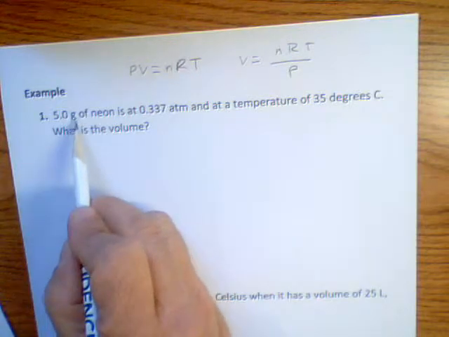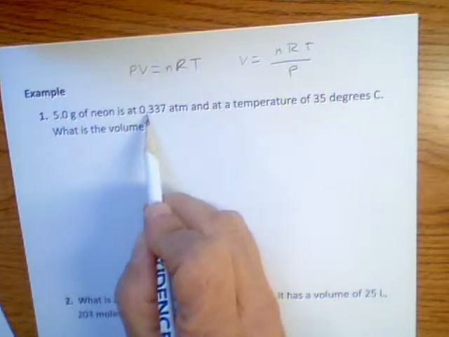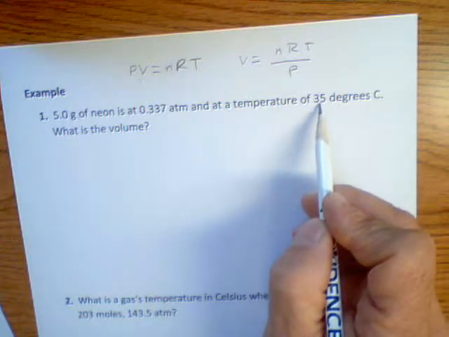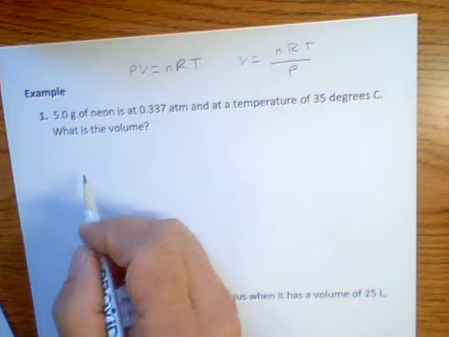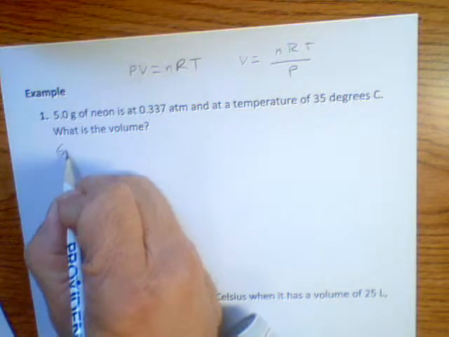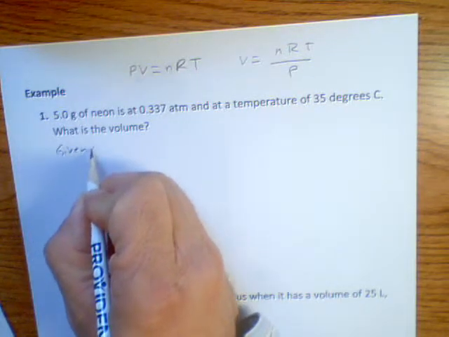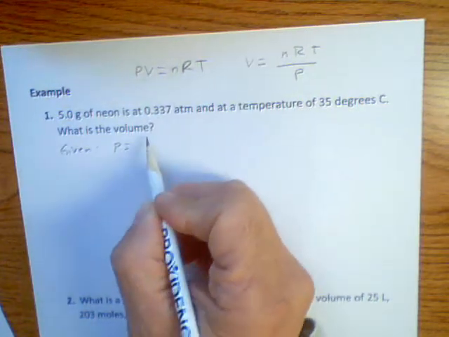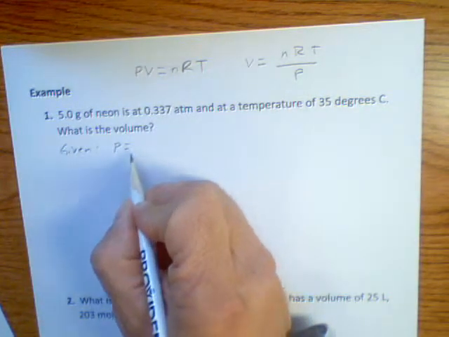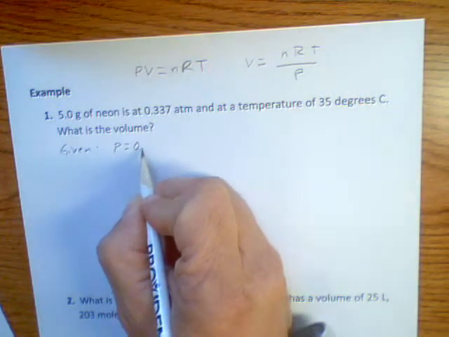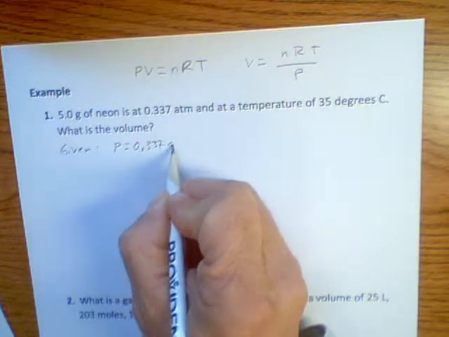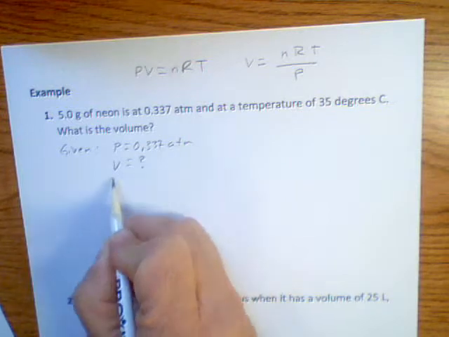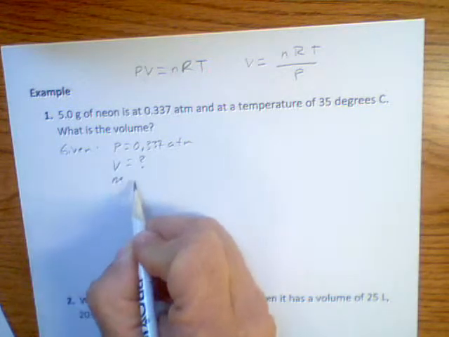Alright, so we have 5 grams of neon at 0.33 atmospheres and at a temperature of 35 degrees Celsius. What's the volume? So let's just write down what we're given. Alright, so we're given, and we'll put it in the letters that correspond to our formula, so that'll help us understand. So 0.337 atmospheres, we're given that. Volume, we don't know that. That's what we're looking for, so I'll put a question mark there. We have mass.